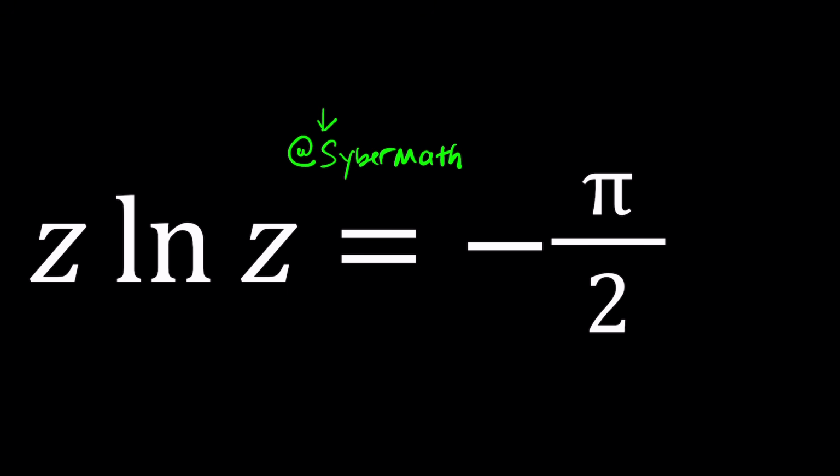Okay, so we have this equation z ln z equals negative pi over 2. And you're probably thinking, are you serious? This is crazy. Okay, so if there's a will, there's a way, right? So let's go ahead and look at this problem from two different angles. First method.